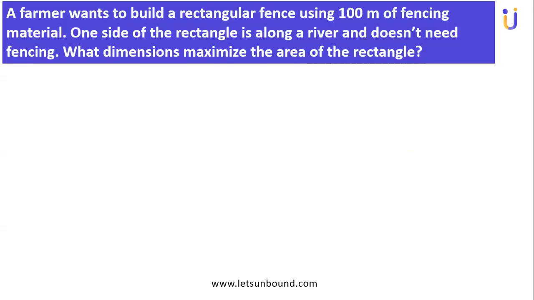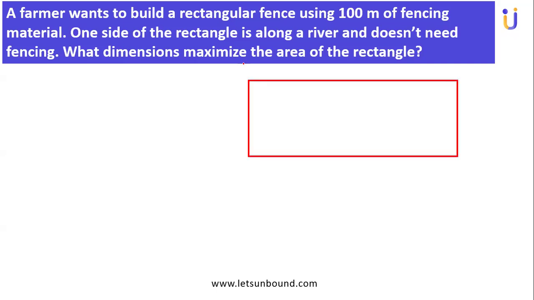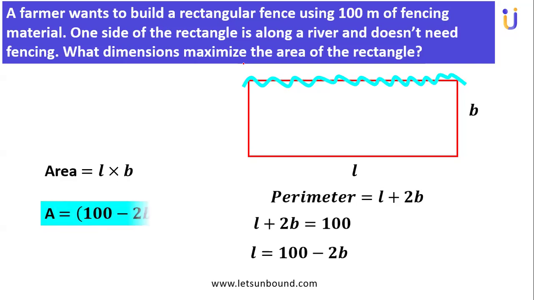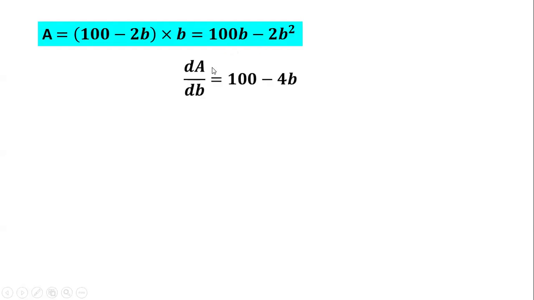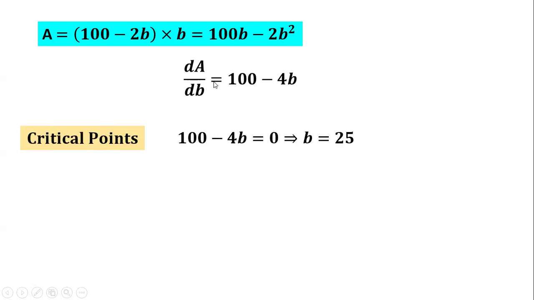Now, solving this, you can apply the first derivative or second derivative test, right? Here I need to maximize. So we have already done all those things. Here, this is our area, and make sure you're putting it into the standard form. And I'm finding dA by dB, differentiating area with respect to breadth. Find critical points, and you got only one critical point.